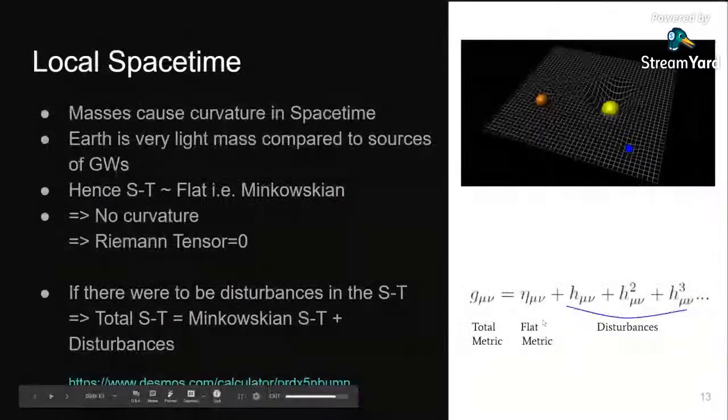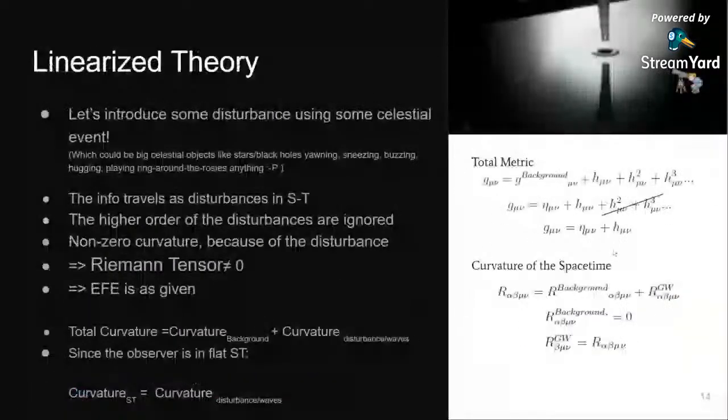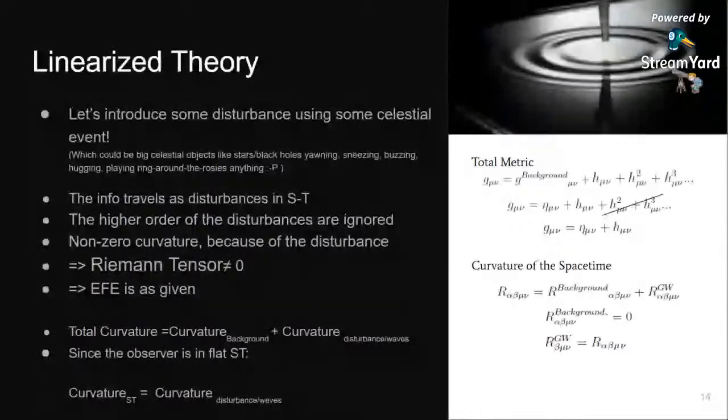So you see the local metric is nothing but the summation of the background metric, which was a flat space-time, plus some disturbances. Now, what we will do next is we'll ignore these higher order disturbances, and we'll just figure out how the first order of disturbance looks like.